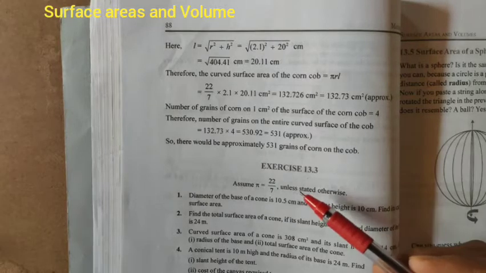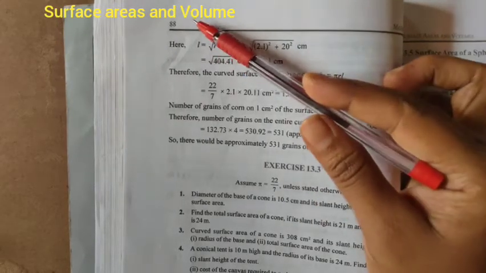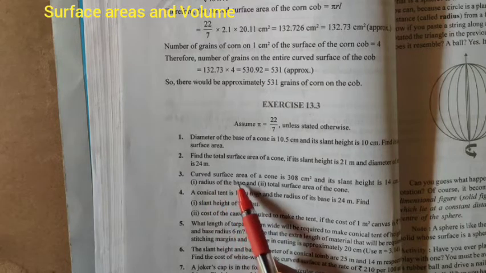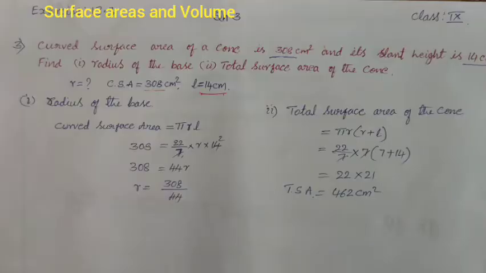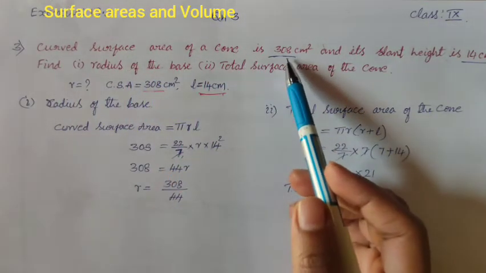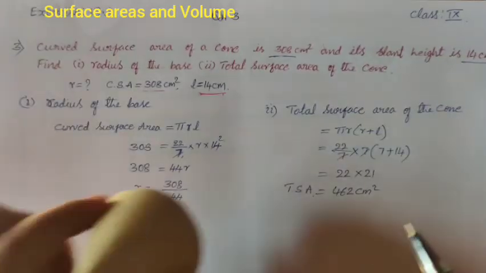Students, let us start some interesting questions of exercise 13.3 of page number 88. Let us start the third question. The third question is, curved surface area of a cone is 308 centimeter square and its slant height is 14 centimeter. Find radius of the base and total surface area of the cone. I read the question again. The curved surface area of a cone is 308 centimeter square.